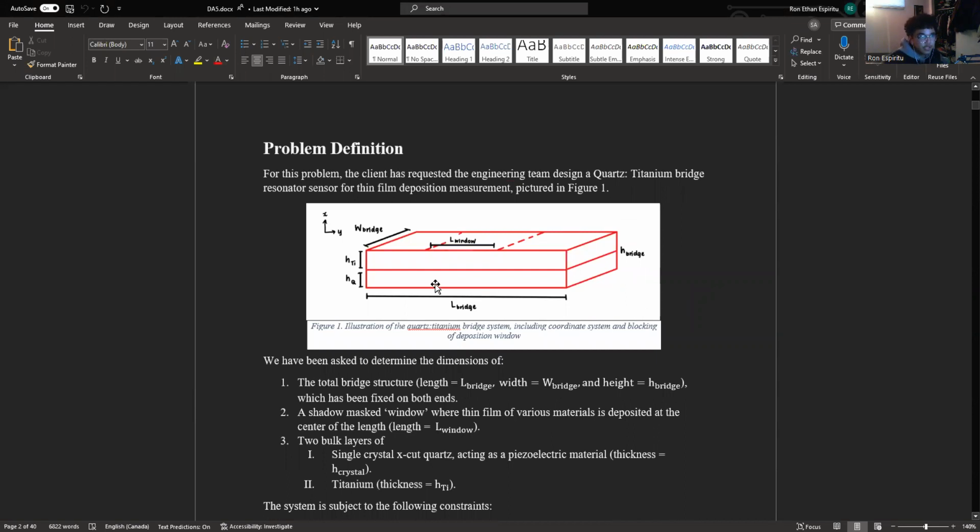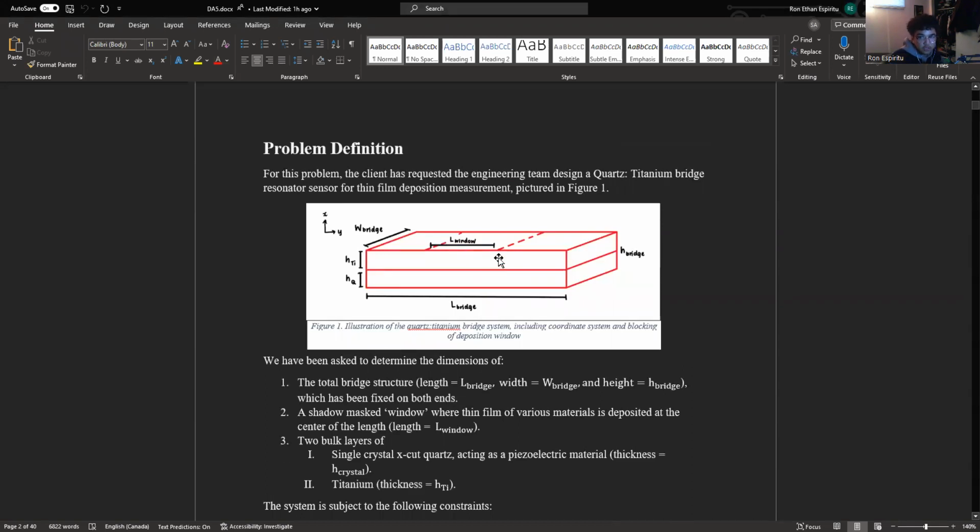The bridge is said to have two layers, quartz and titanium, and the longevity of our bridge is measured in terms of its sensitivity, which is its relative change in resonant frequency per increase of deposit thickness. This deposit thickness refers to the thickness of the third material, which is either gold, molybdenum, chromium, or silicon dioxide, which gets deposited on the top of our bridge in the center.